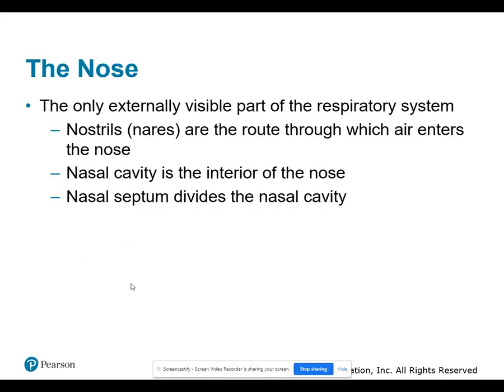So the nose is the only external visible feature that we see of our respiratory system. Obviously, when you look at it, you can see your nostrils, also known as nares, and this is the route in which air enters through your nose. Once it gets inside your nose, the interior is called the nasal cavity. And here you're going to find several different structures that we'll talk about in the next few slides. Also, a very prominent feature of your nose is your nasal septum, which helps divide your nasal cavity. So remember, septum helps divide things, like the septum of your heart separated your left and your right side.